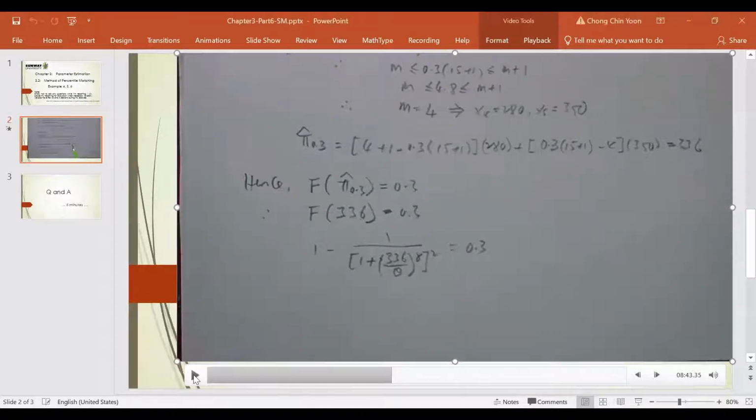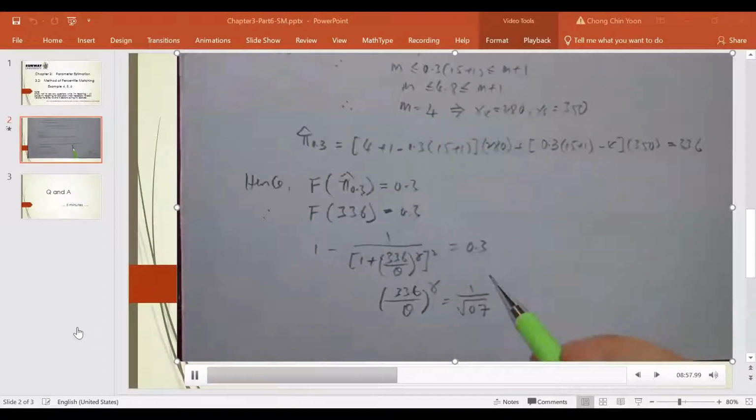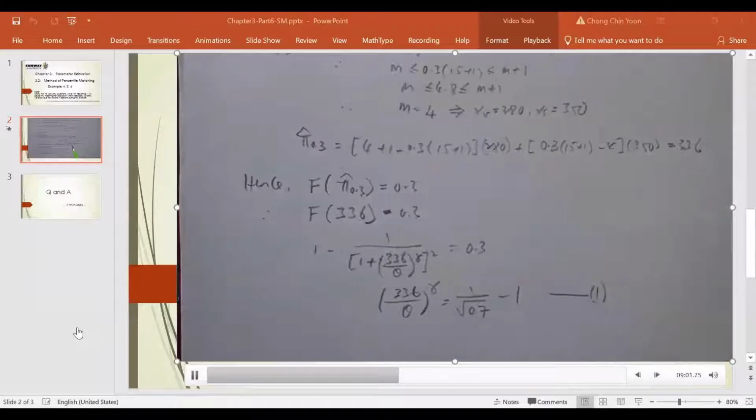Let's carry on. So simplify this equation, I will have 336 divided by theta, to the power of gamma, which is 1 over the square root of 0.7, minus 1. Say this is the first equation.